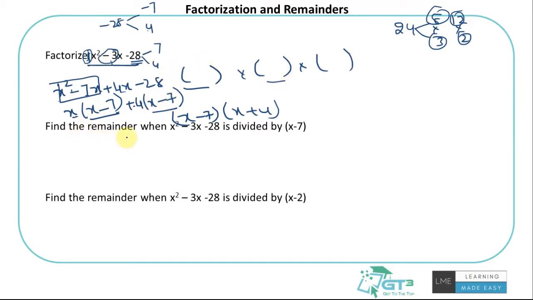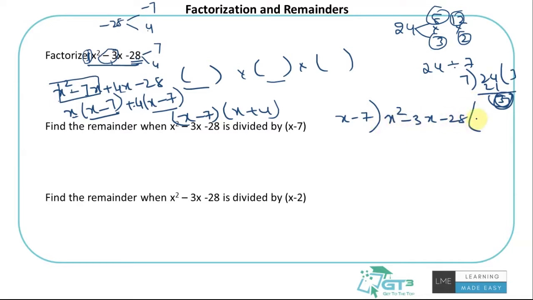what's the remainder when x square minus 3x minus 28 is divided by x minus 7? So I can do this similar to how we divide. Like if I say 24 is divided by 7, what is the remainder? So we do this way, right? 7 3s are 21, so 3 is left out, so 3 is the remainder. Similarly, I can also do it for this.